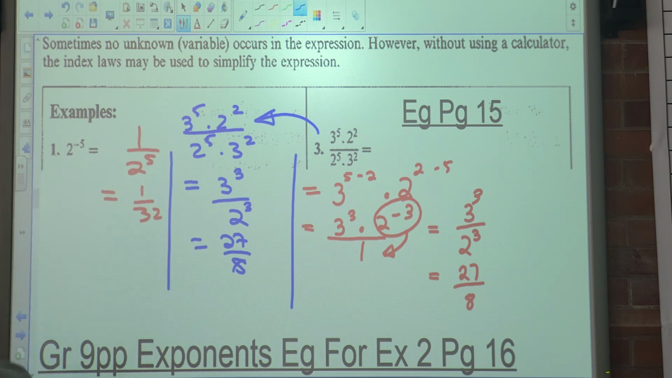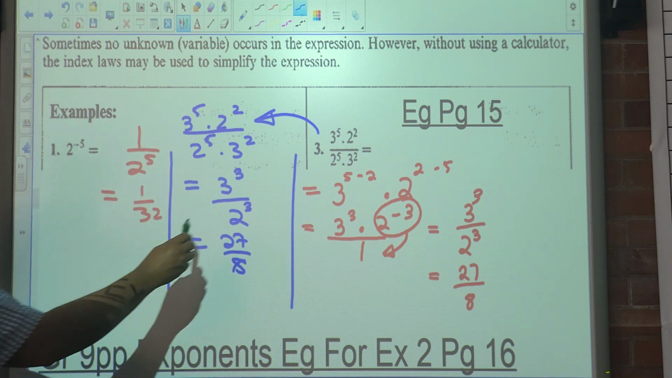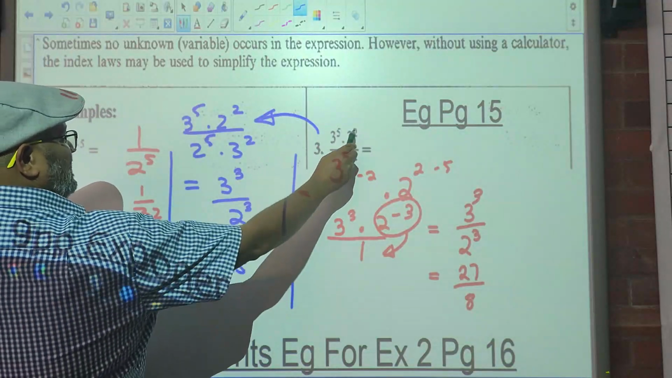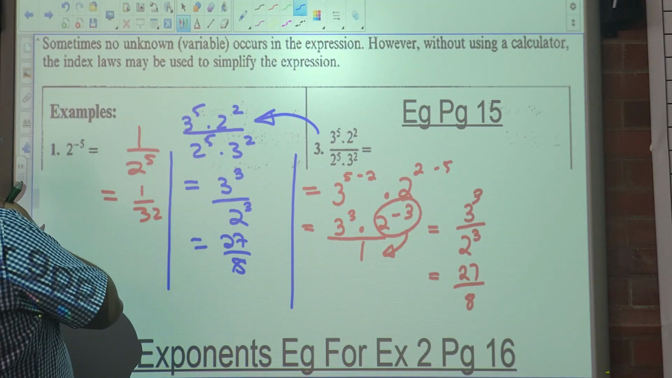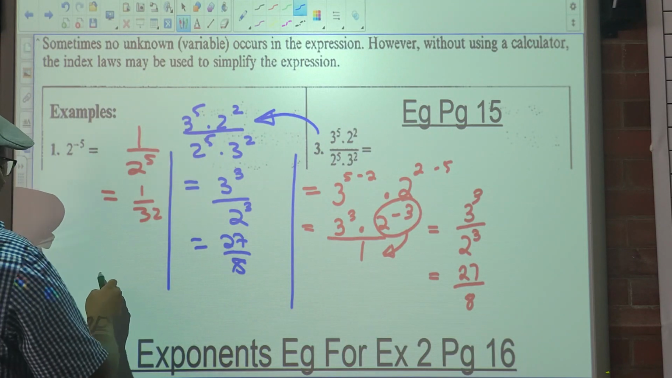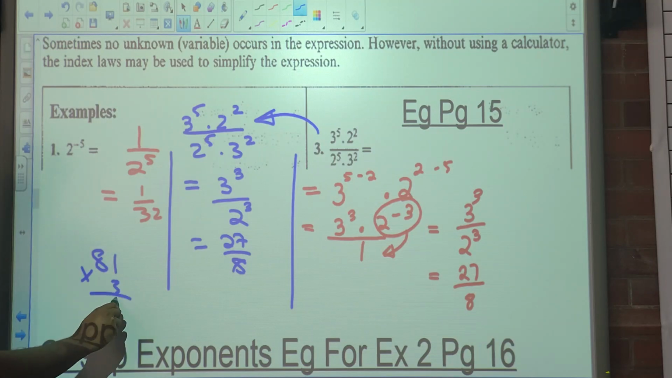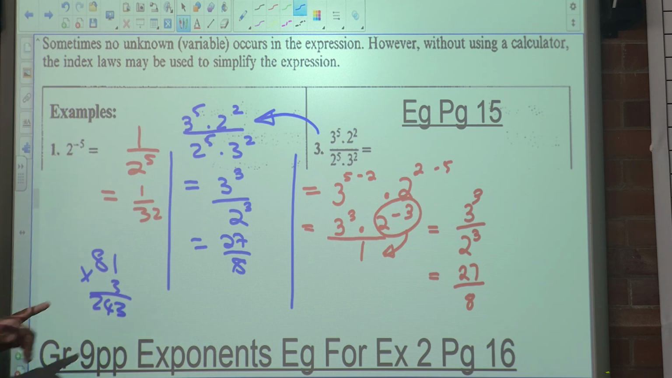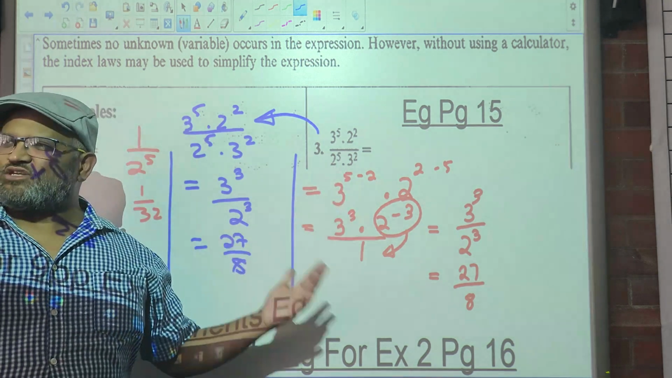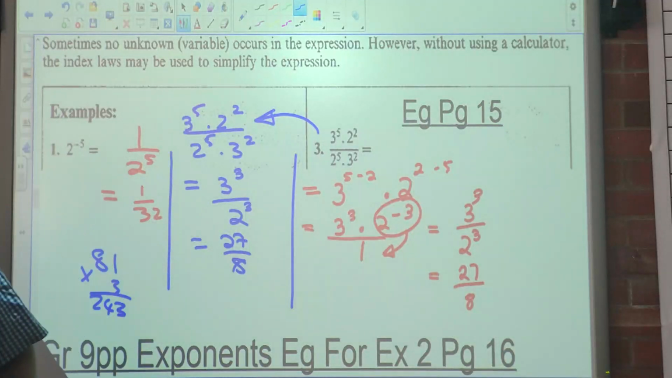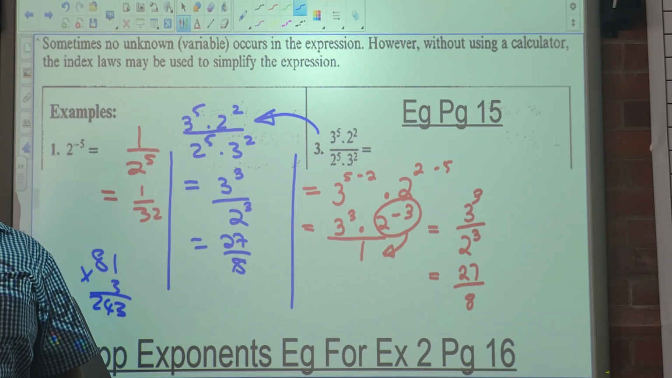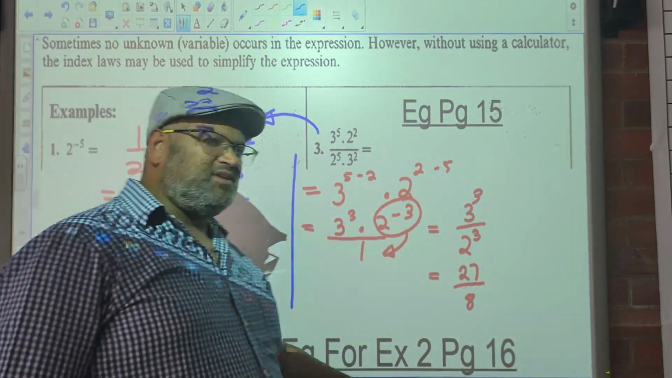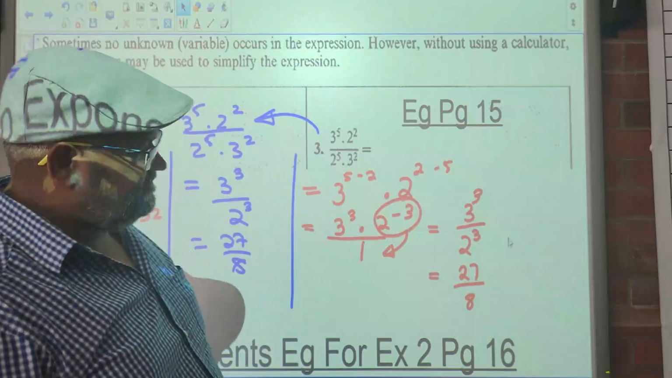Otherwise, you could have converted this first to 3 to the 5 times 2 squared, sorry, 3 to the 5 is 243, no, 3 cubed, sorry. It's 81 times 3. 2 squared is 4, not 3 squared. 2 squared. Times 4 over 32 times 9. If you simplified it, you'll also get 27 over 8. But then I'm not applying my basic rules of exponents. But in turn, you wouldn't have gotten the answer wrong. Okay.